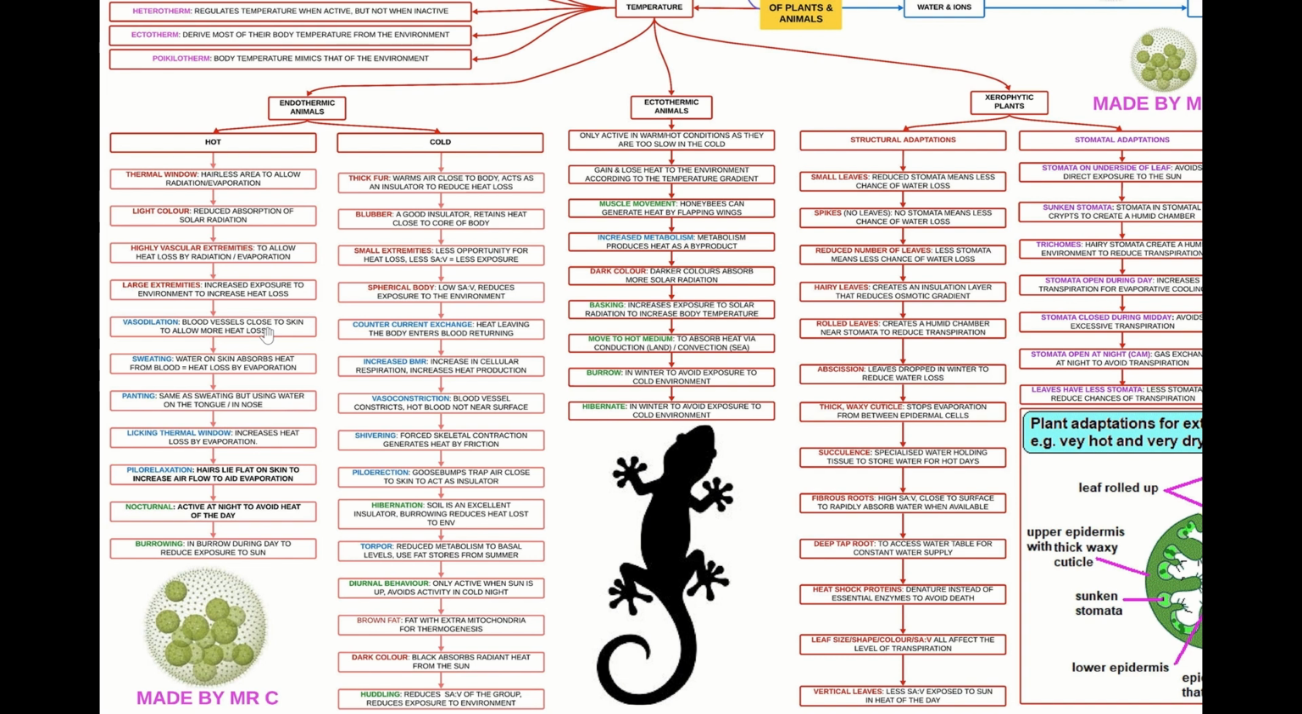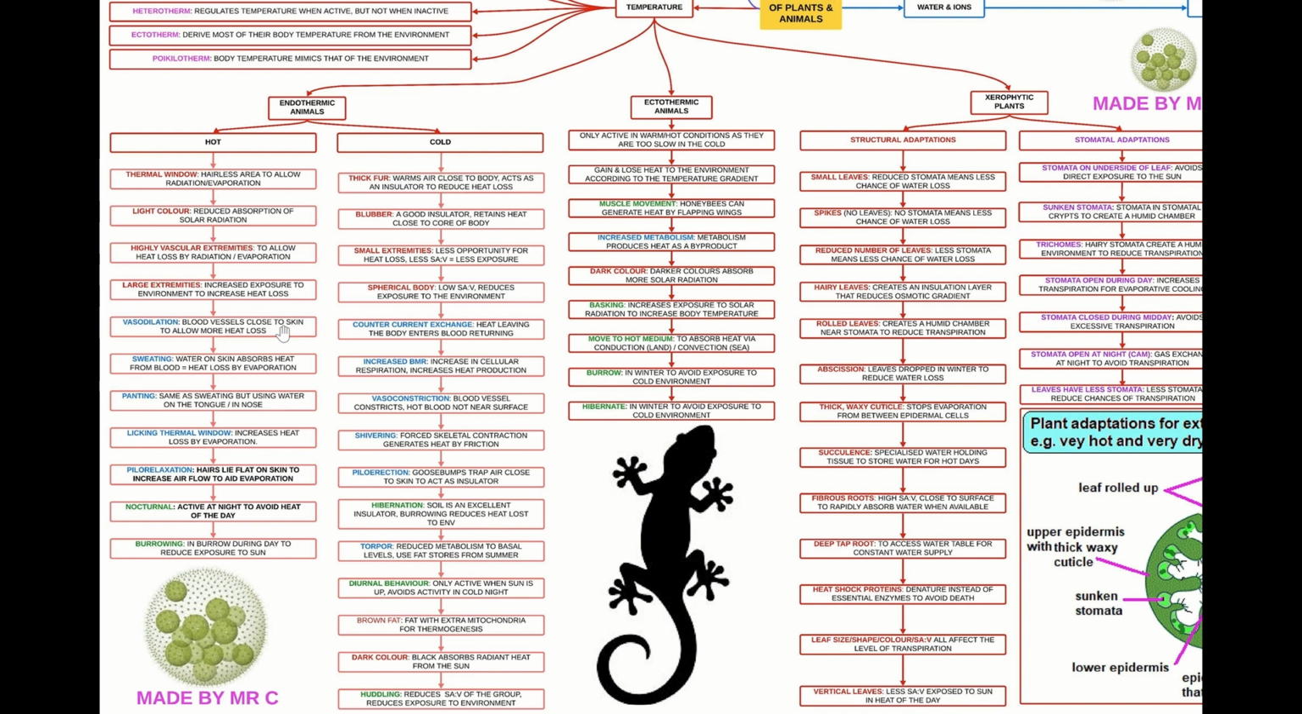Light color reduces the absorption of solar radiation. Highly vascularized extremities allow heat loss by radiation and evaporation. They can have large extremities, which increase the exposure to the environment and increase heat loss. Vasodilation is the first physiological adaptation. This is where blood vessels dilate close to the skin to allow more heat loss out of the blood.